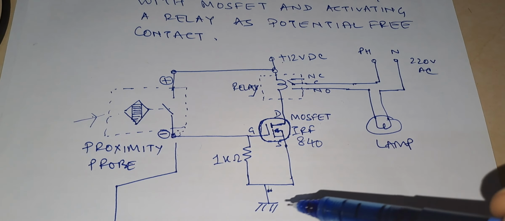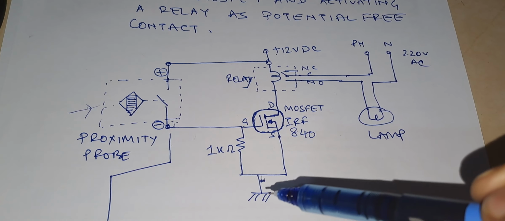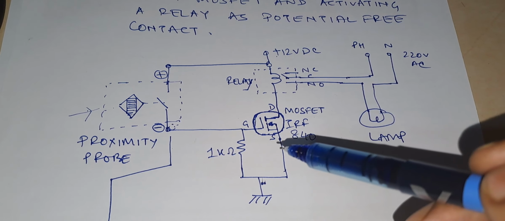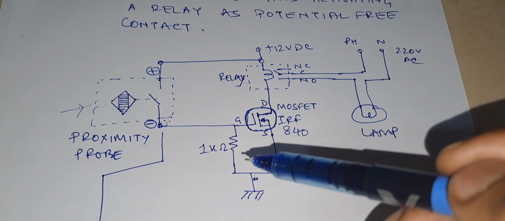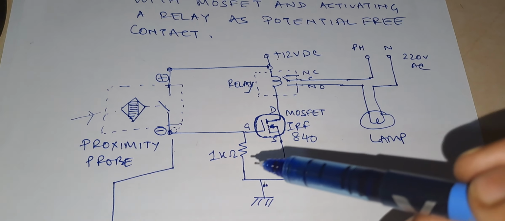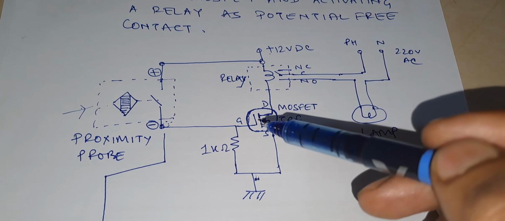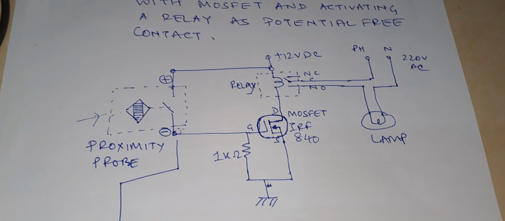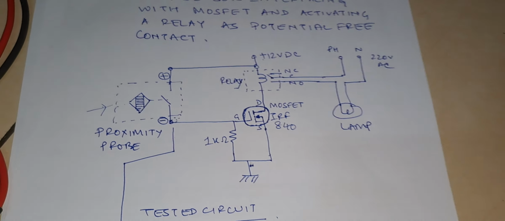The source of the MOSFET is connected directly to the ground. Between the drain and source, I have used a 1 kilo ohm resistance. This is used to discharge the capacitance in the MOSFET gate. So now I am going to describe the circuit.